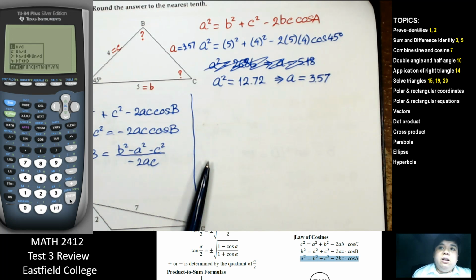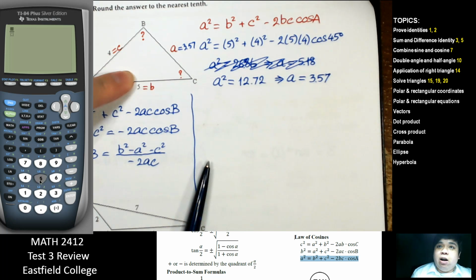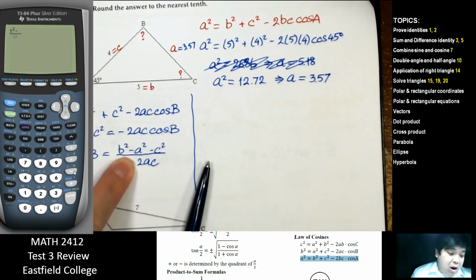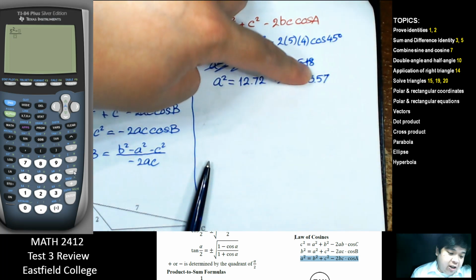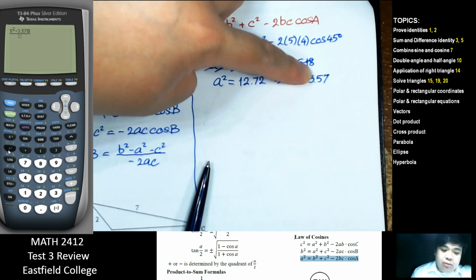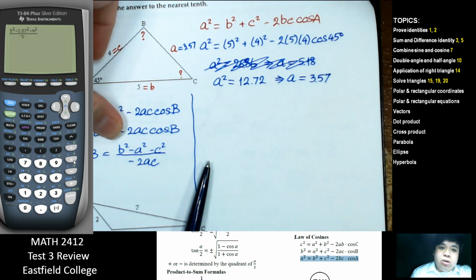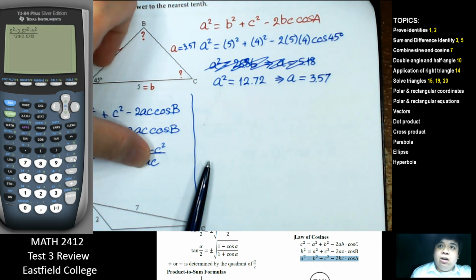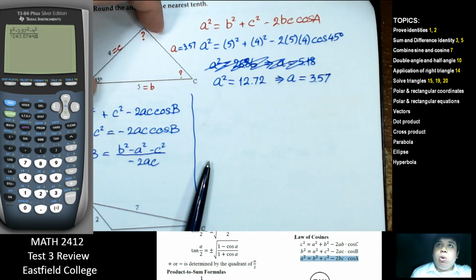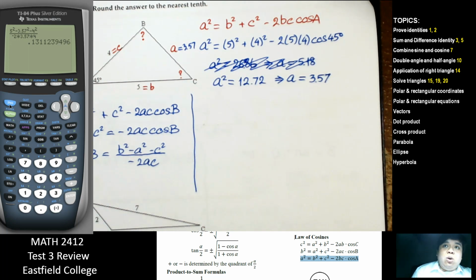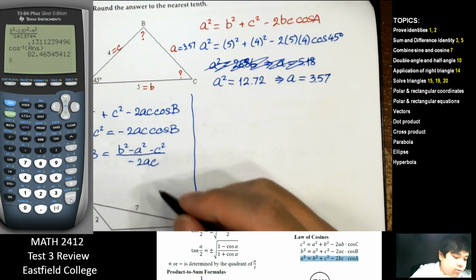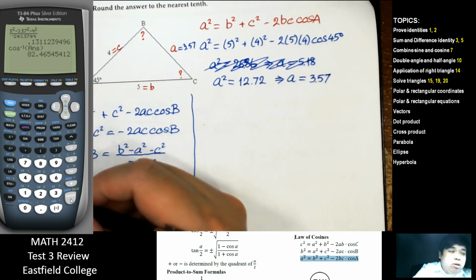Right, have a fraction. B square, that is 5 square, just 25, minus A square, A is 3.57, minus C square, 4 square, over negative 2 times A, 3.57, times C, which is 4, and we have that, and then cosine inverse of that, we have 82.5 degrees. Yeah, around that.